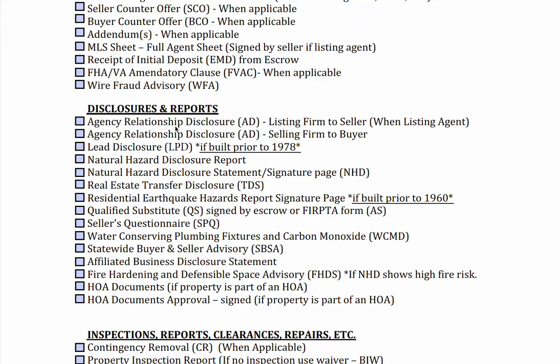That includes these forms in this group, disclosures and reports. The agency disclosure is already in the bundle. If you're the listing agent, it's in the residential listing agreement bundle. If you're the buyer's agent, it's in the purchase agreement bundle. So it's already there. But again, if you're in a situation where the RPA or RLA has been extracted from the bundle, make sure you have this form. These are legally required by the state of California.